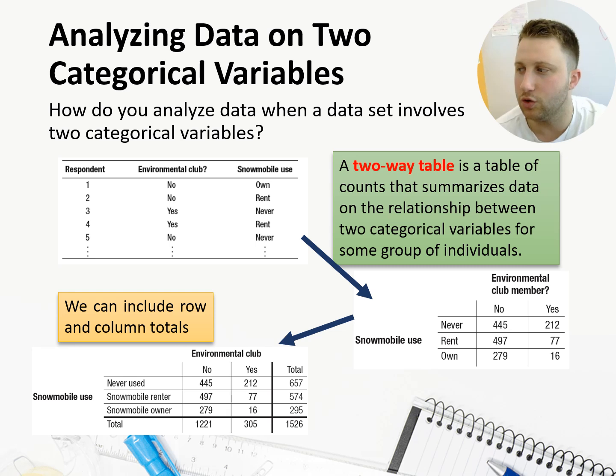And essentially you are putting in the two-way table the joint frequencies or the joint relative frequencies. In this case, these are joint frequencies. So we have 445 people who have never used a snowmobile, okay, and are not members of an environmental club. We have 212 people who have never used a snowmobile, but are members of an environmental club. And it is customary to include row and column totals. So one row that does the total this way, and one column that does the total this way. And that's because it's going to make your calculations in a minute much easier.